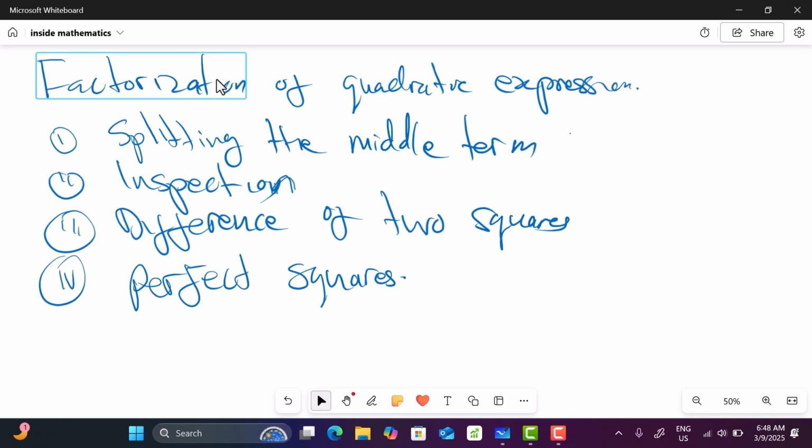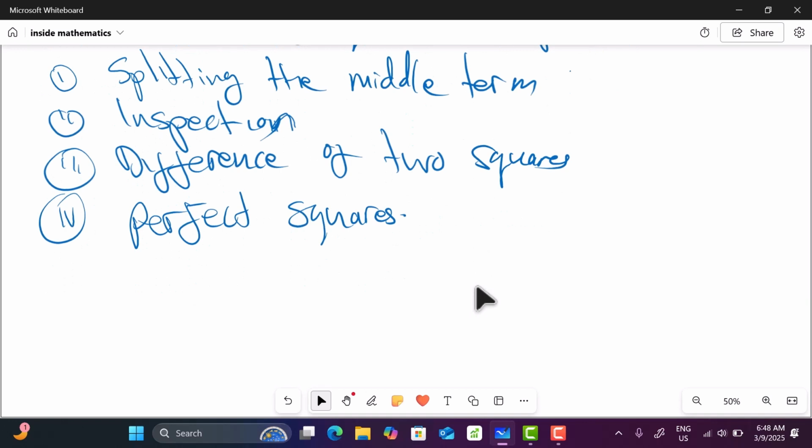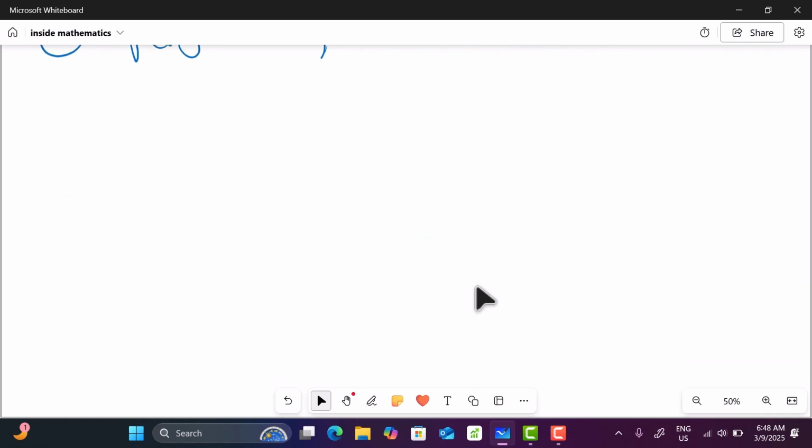In this video, we are going to talk about factorization of quadratic expression. And we have four methods: by splitting the middle term, inspection, difference of two squares, and perfect square. So we're going to start with a simple method, which is splitting the middle term.